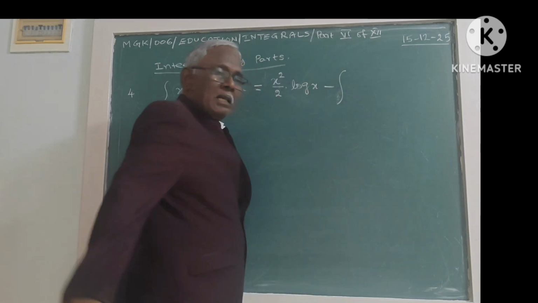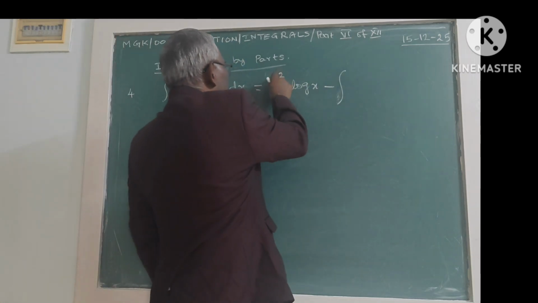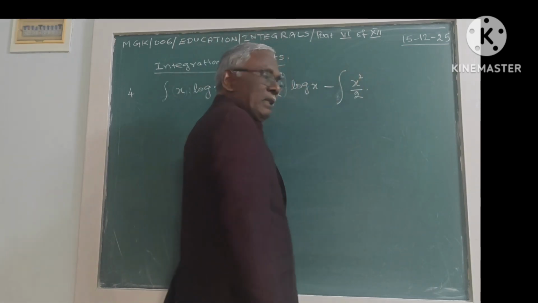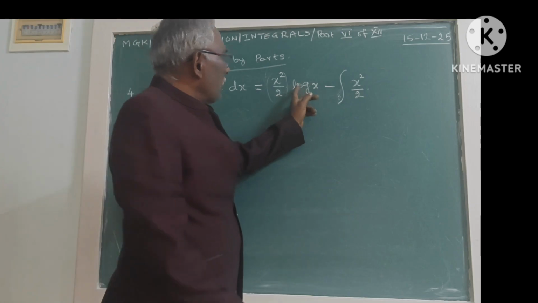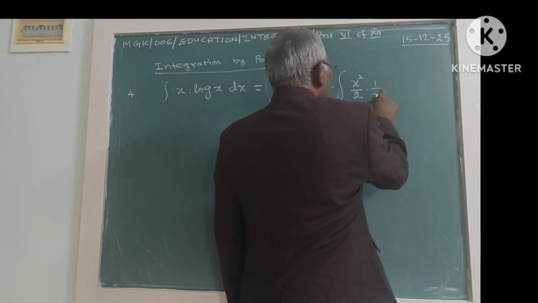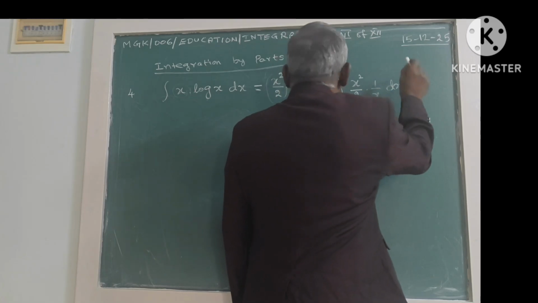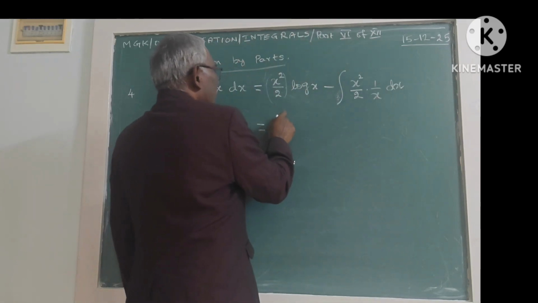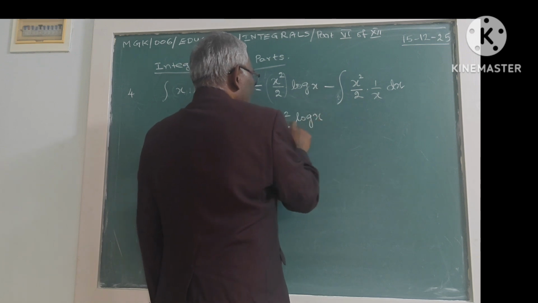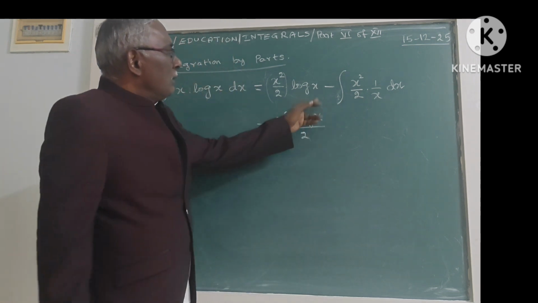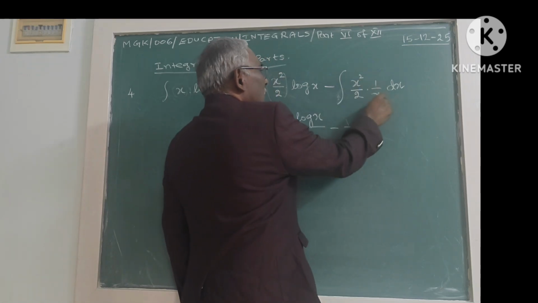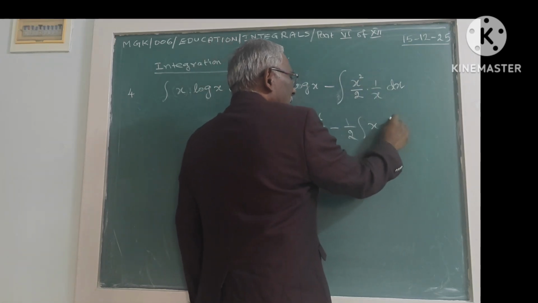Minus the integral of the integrated function, this one, x square by 2, into the differentiation of the other function. Differentiation of log x is 1 by x dx. So this is nothing but x square log x by 2 minus 1 by 2 times integral x dx.